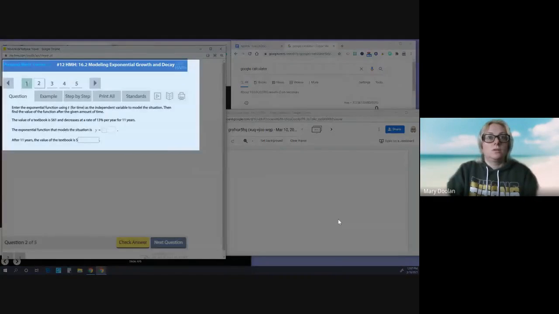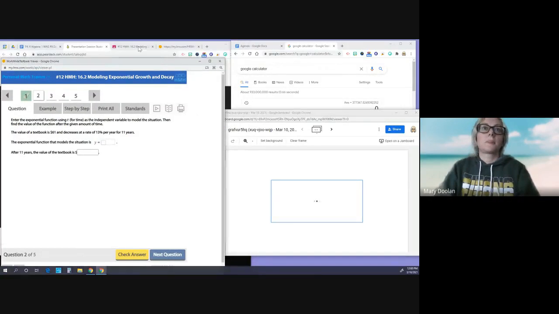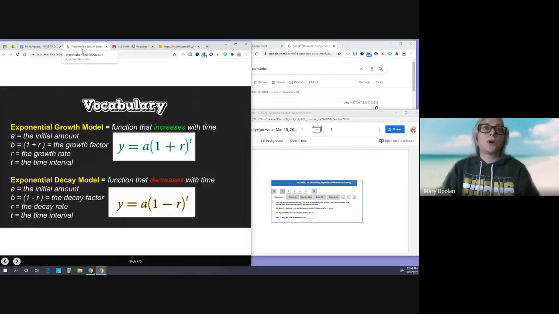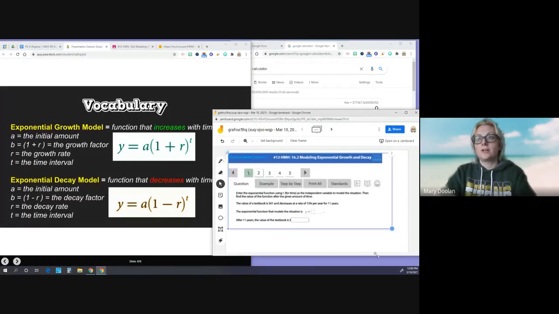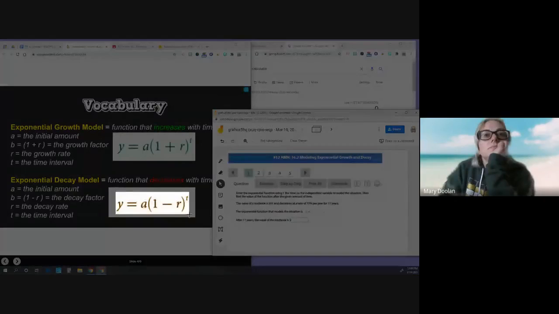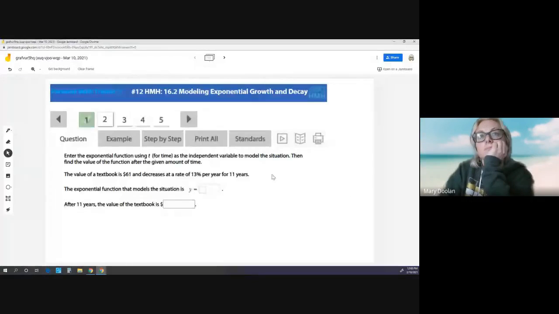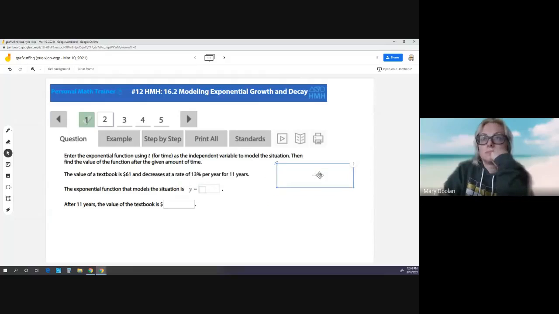So here we go. And I'm going to come back to our pair deck. So now that we're doing this decreasing one, it's the other exponential formula. It's not the plus r, it's the minus r. So this is what we're using. y equals a times the quantity of 1 minus r to the t power.